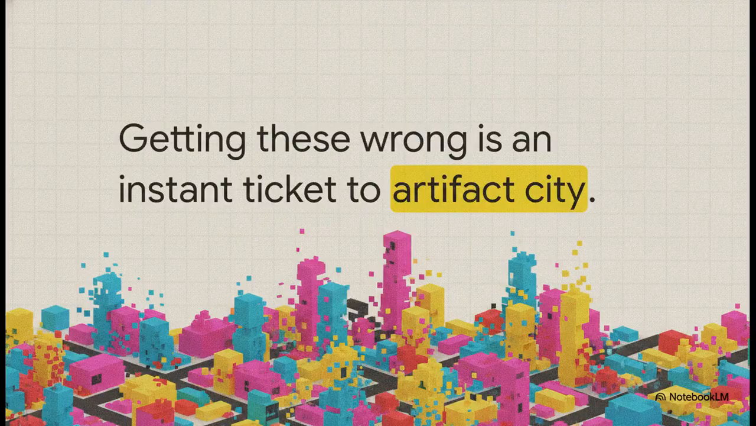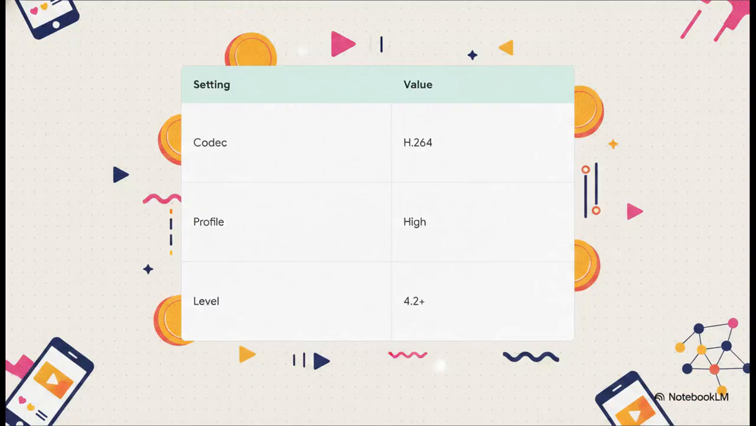Okay, so that builds right into our next major pillar, cracking codecs and bit rates. Because let's be real, getting how your video is packaged wrong is a one-way ticket to Artifact City, where everything just looks super blocky and digital. To guarantee universal support, you absolutely must export using the H.264 video codec, and you want to lock that into high profile, level 4.2 or higher. This specific combo, it's pretty much the undisputed gold standard for social media platforms.